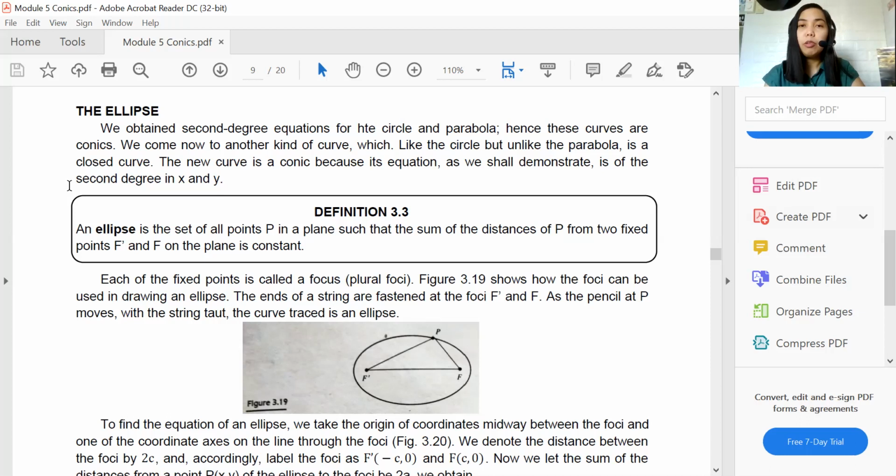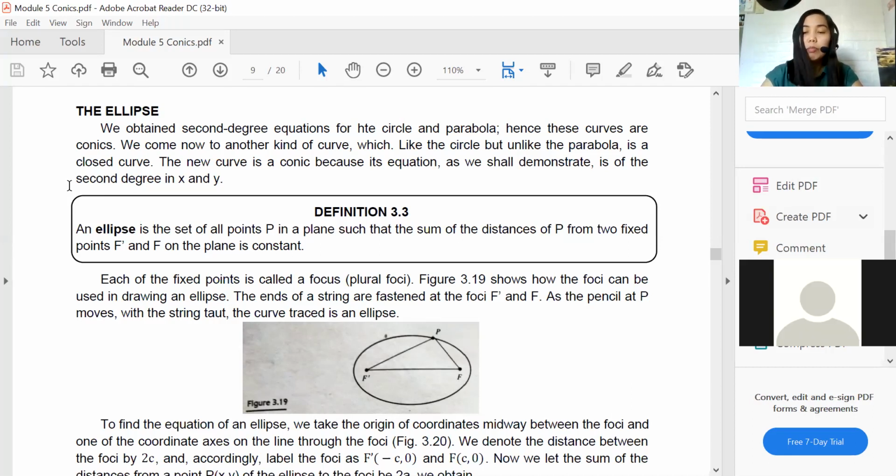Like the circle, but unlike the parabola, it is a closed curve. The new curve is a conic because its equation, as we shall demonstrate, is of the second degree in x and y. So an ellipse, class, is a closed figure in a plane that closely resembles an oval. So it's like an oval. Okay. An image of an ellipse can be formed if a plane cuts a right circular cone and the plane is not parallel.